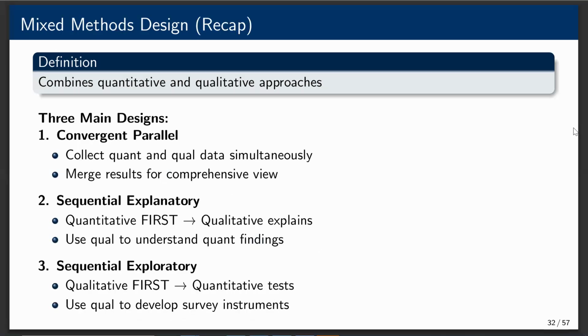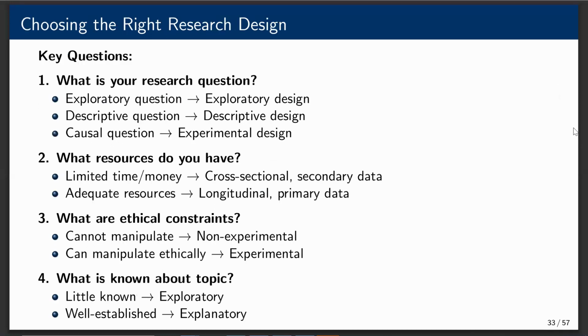Then mixed method design. We are basically doing a recap. Already we have discussed. So it combines quantitative as well as qualitative approach. So there are three main designs: convergent parallel, which collects quantitative and qualitative data simultaneously, merges results for a comprehensive view. Then second is sequential explanatory, quantitative first, then qualitative explains, and use qualitative to understand quantitative findings. Then third is sequential exploratory, qualitative first, then quantitative test. So to use it, for example, to develop survey instruments.